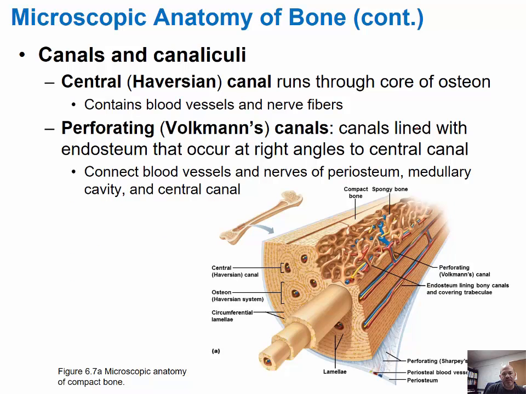So the canals and canaliculi, I pointed out the central canal already. It's going to run the length of the core of the osteon, which we were looking at earlier. It's going to contain blood vessels and nerve fibers. And then we have these perforating canals. They're also called Volkmann's canals. These are going to be canals that are lined with endosteum, and they occur at right angles to the central canal. And what they do is they're going to connect blood vessels and nerves of the periosteum, medullary cavity, and central canals.